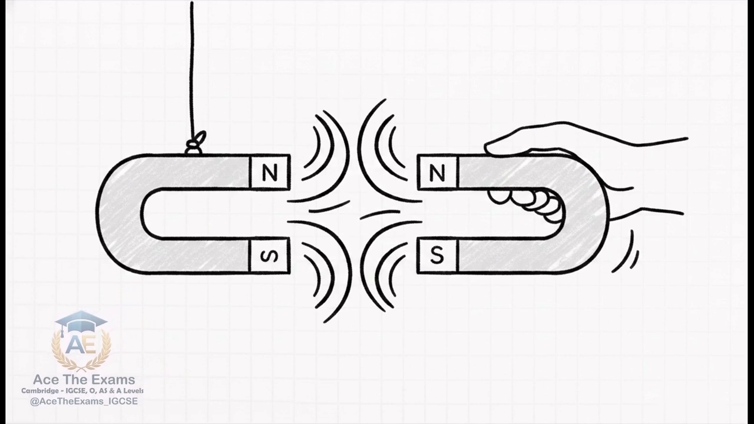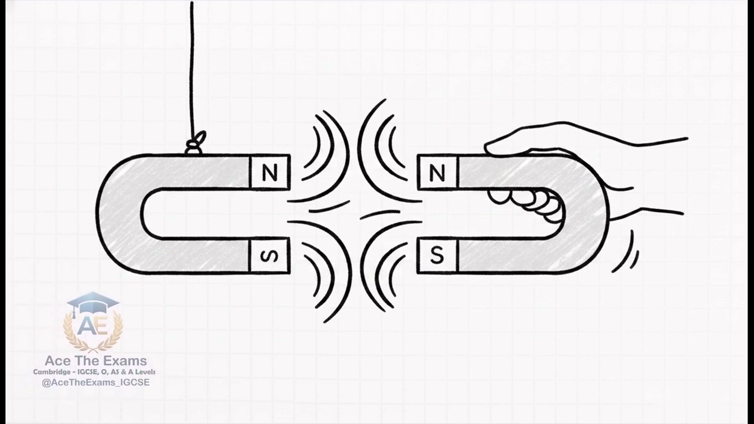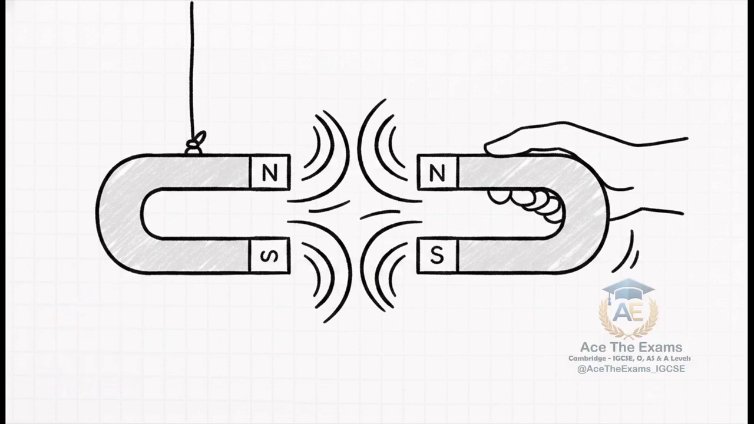Explanation: like poles repel due to interacting magnetic fields. Link: therefore, the resulting force causes rotational movement away from the source. Boom. 4 marks, beautifully structured, impossible for the examiner to ignore. That is the physics success blueprint in action.